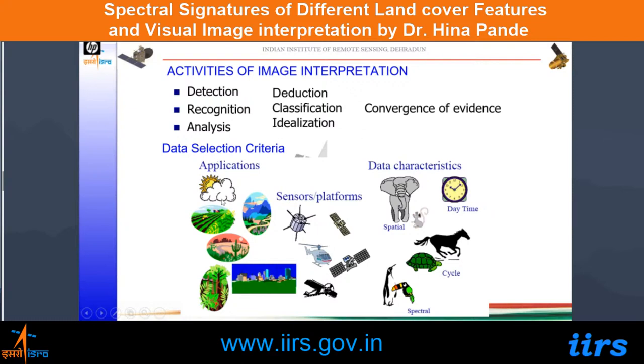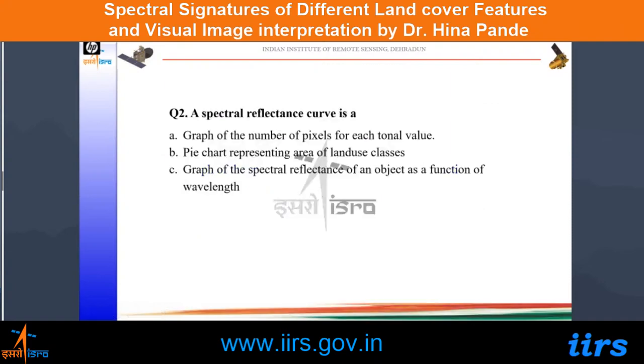Now, depending upon the applications, we choose the optimum kind of data. The data characteristics which would help us could be spectral information, or whether we need temporal data, or whether more details are required, then we would go for higher spatial resolution, finer spatial resolution data. Then this is another small question for you to answer later on about the spectral reflectance curve. You can get back to it once we finish.